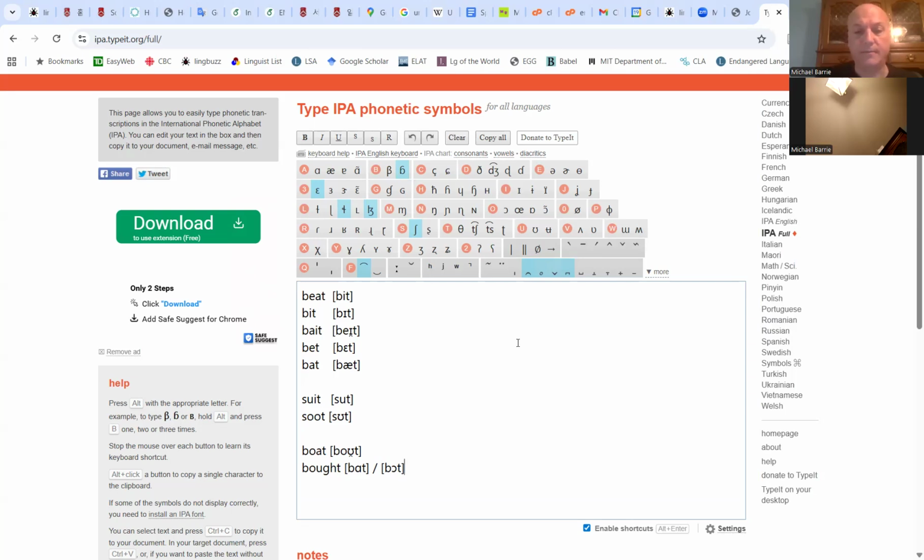The word hot is in most varieties something like this, hot. Okay? And so we've practiced with some of these vowels. Let's move on and just try a few words.